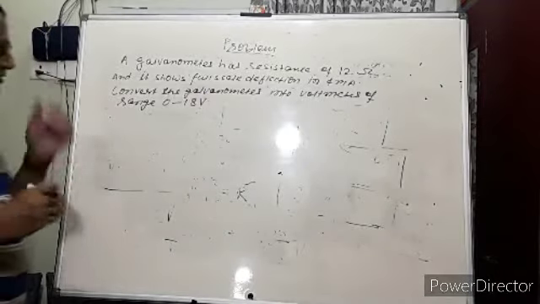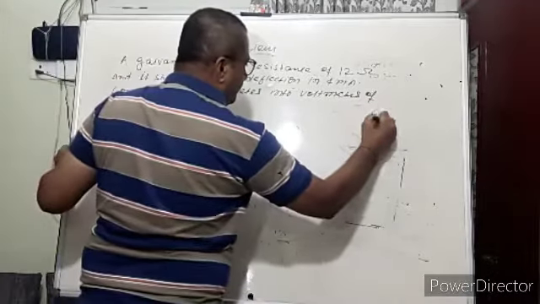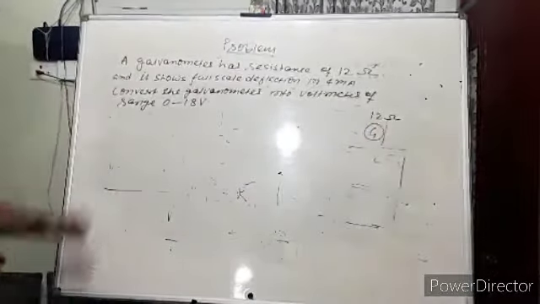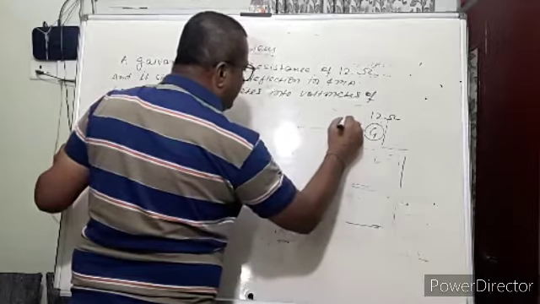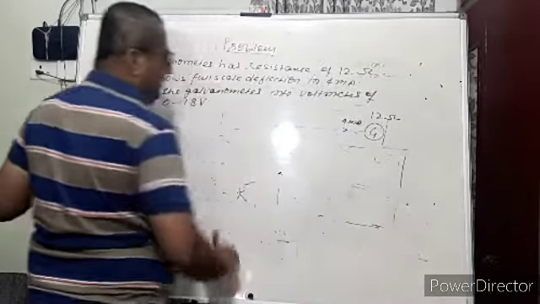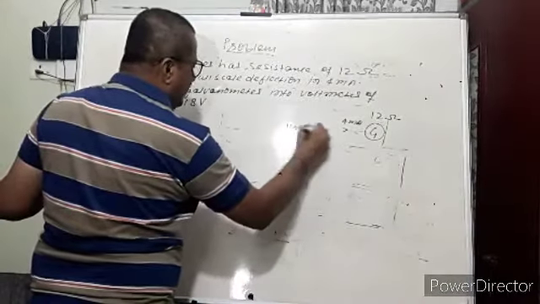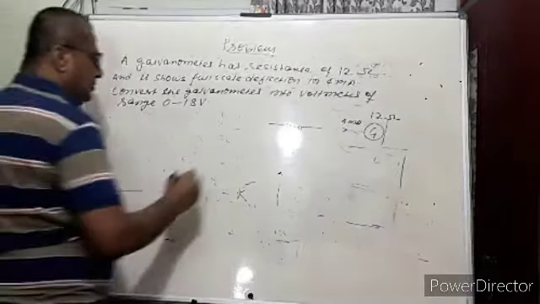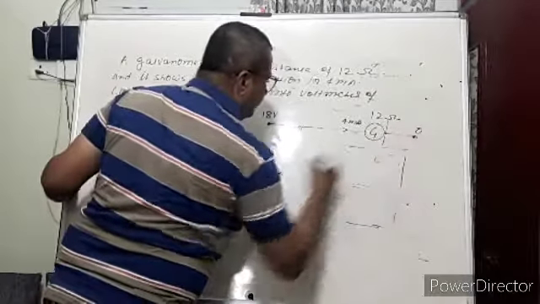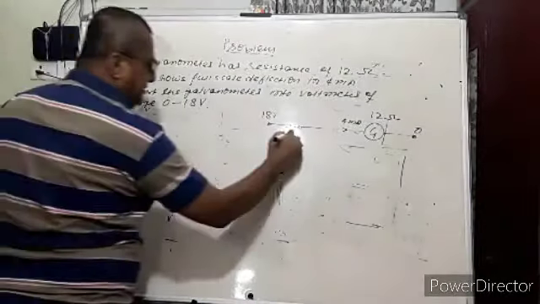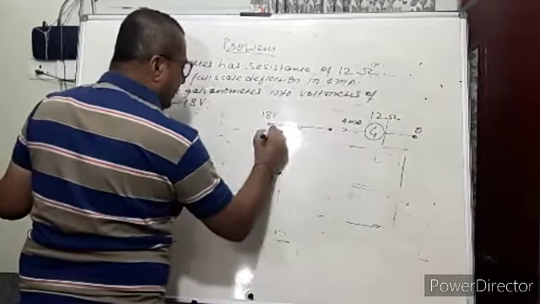So see, this is the galvanometer. Its resistance is 12 ohm and it shows full scale deflection in 4 milliampere, meaning 4 milliampere current is flowing through this. To convert this galvanometer into a voltmeter, we have to connect a high resistance in series. Its range is 0 to 18 volt, meaning 18 volt will be here and 0 volt here. We have to find this resistance. So we take points A, B, C.